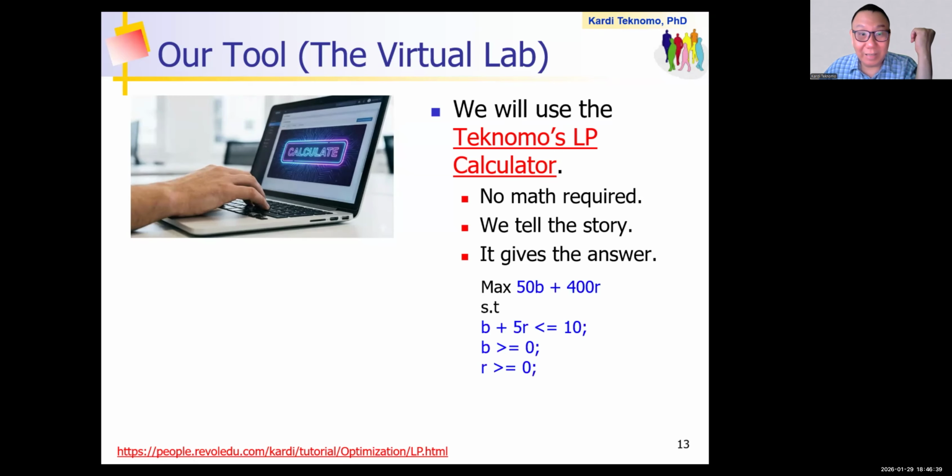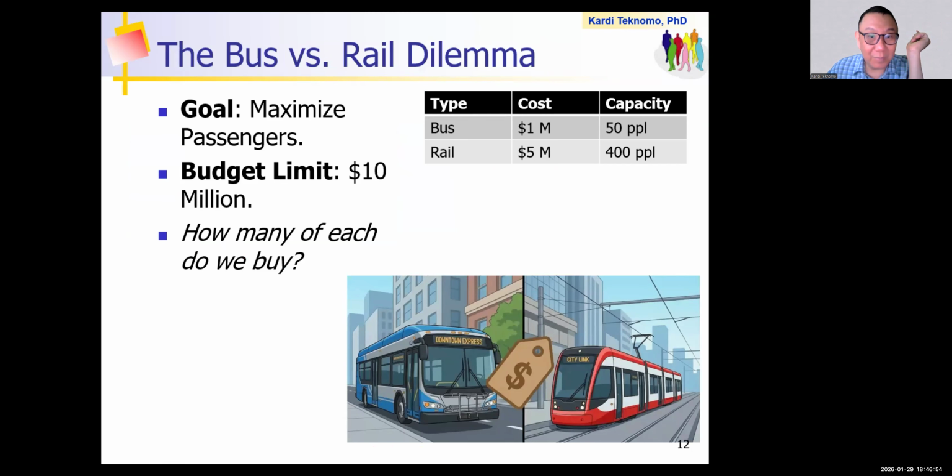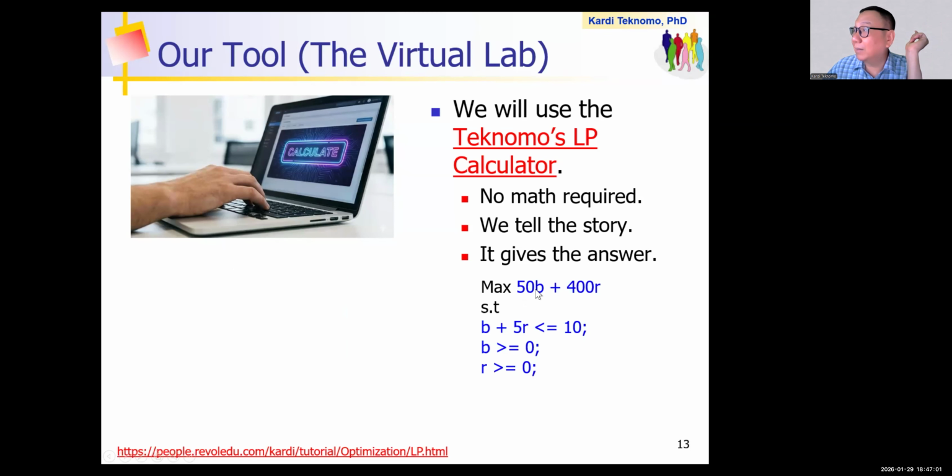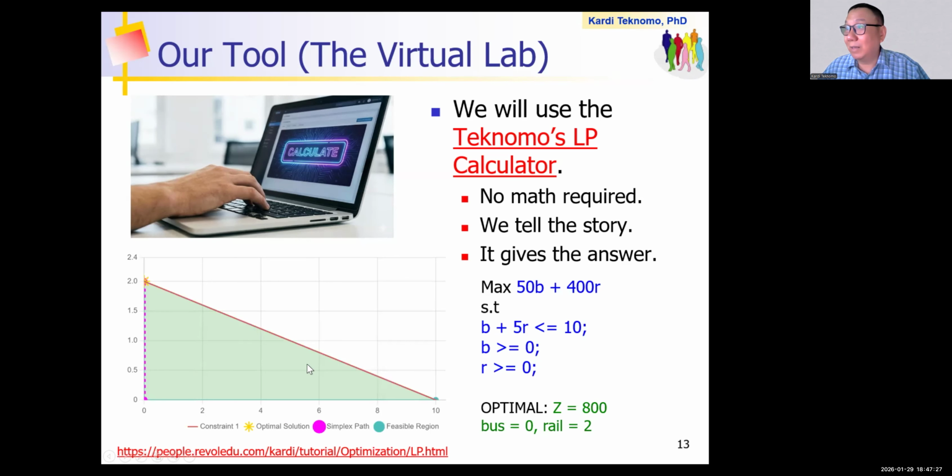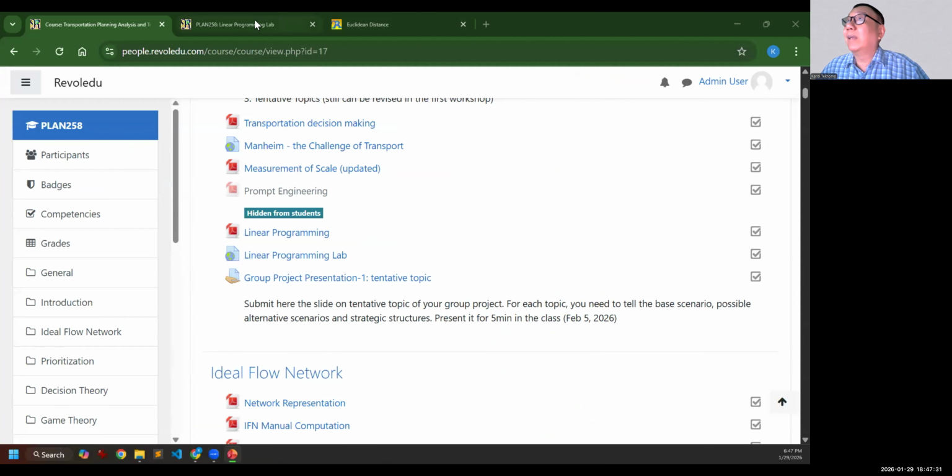So, an example from a while ago: you put 50 bus plus 400 rail. Can you see that? 50 and 400, right? So you put that 50 bus and 400 rail. This is the objective that you want. And then subject to bus plus 5 rail is less than 10, isn't it? Shall we try this? If you try this, it will give you exactly the answer. Something like this. Let's try this live.